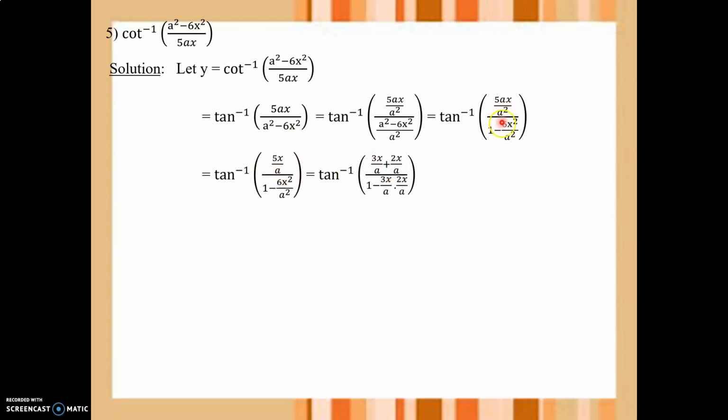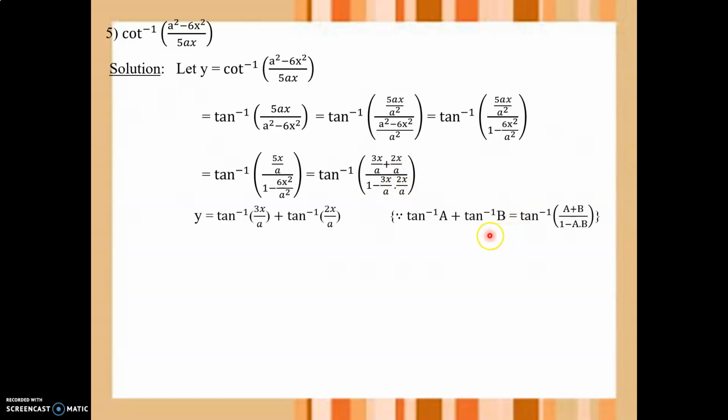Here a and one of the a cancel. So 5x upon a is the remaining term. From that, 3x upon a plus 2x upon a. And in the denominator, if you are multiplying these two terms, you must get 6 square. So 2 3s are 6, x square upon a square. So you can write this term in product form: 1 minus 3x upon a into 2x upon a.